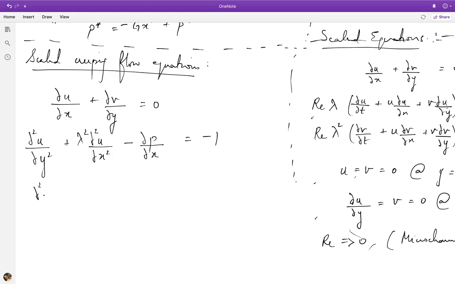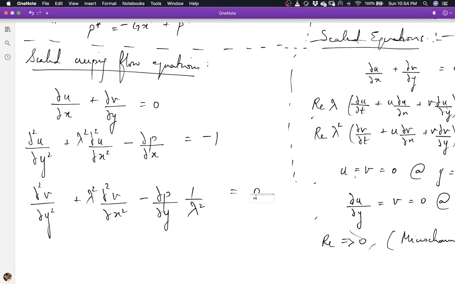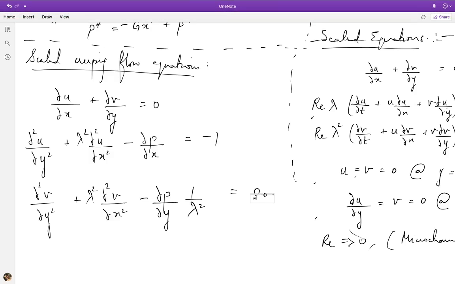And then similarly for the v direction, I'm now going to multiply throughout by 1 over lambda. So because I multiply throughout by 1 over lambda, I get a 1 by lambda squared equals to 0. And then I should write down the boundary conditions.